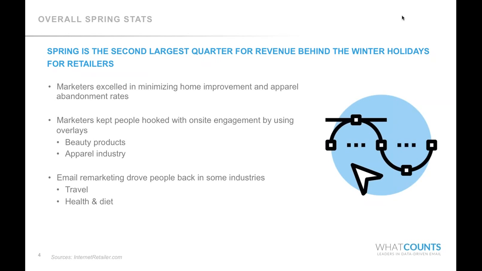So jumping right in, as far as overall spring stats, spring is the second largest quarter for revenue behind the winter holidays for retailers. Marketers really excelled, looking at Q2 last year, in minimizing home improvement and apparel abandonment rates. Home improvement had abandonment rates of 45%, which is about 20% below the average. And the clothing and footwear category decreased more than 13% from the year before, so their abandonment rates were better as well.